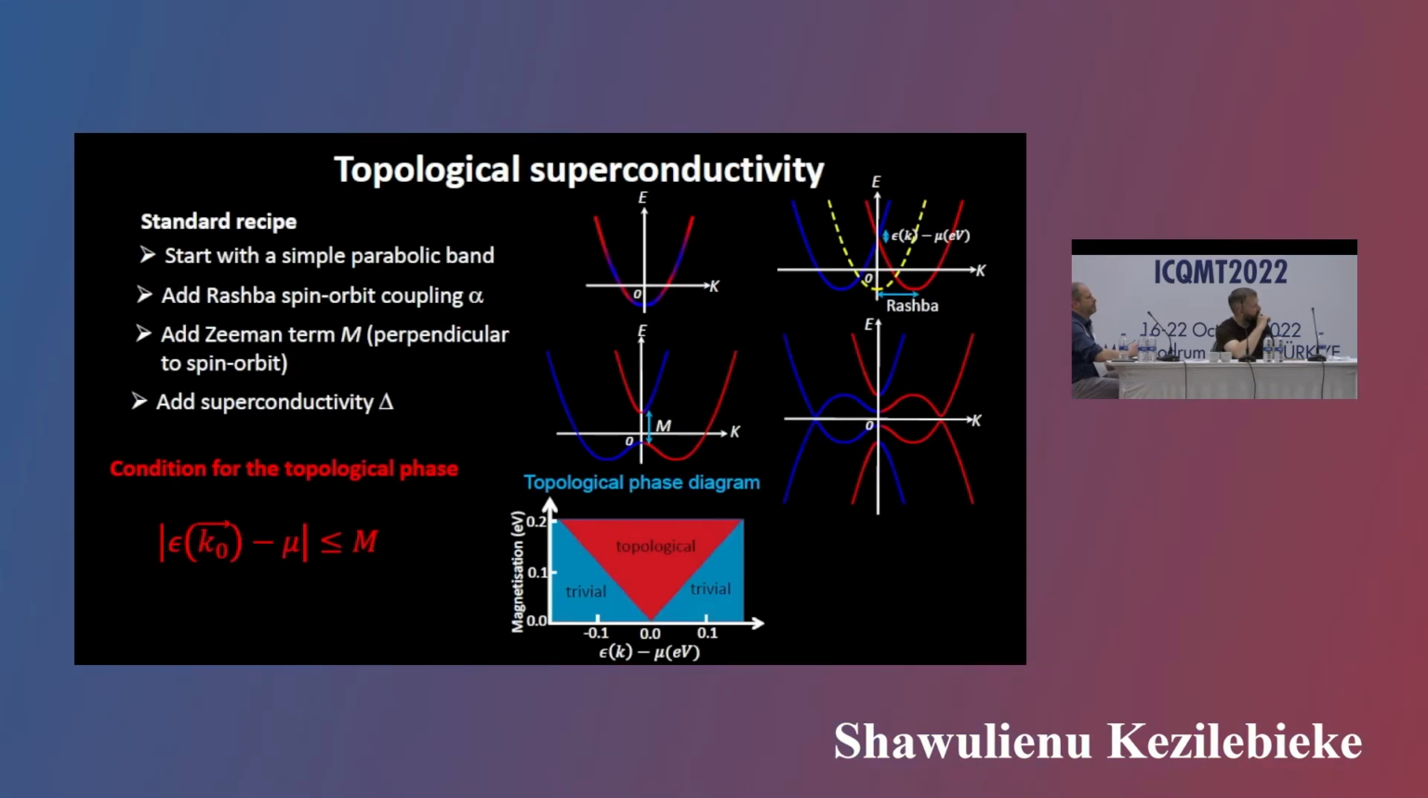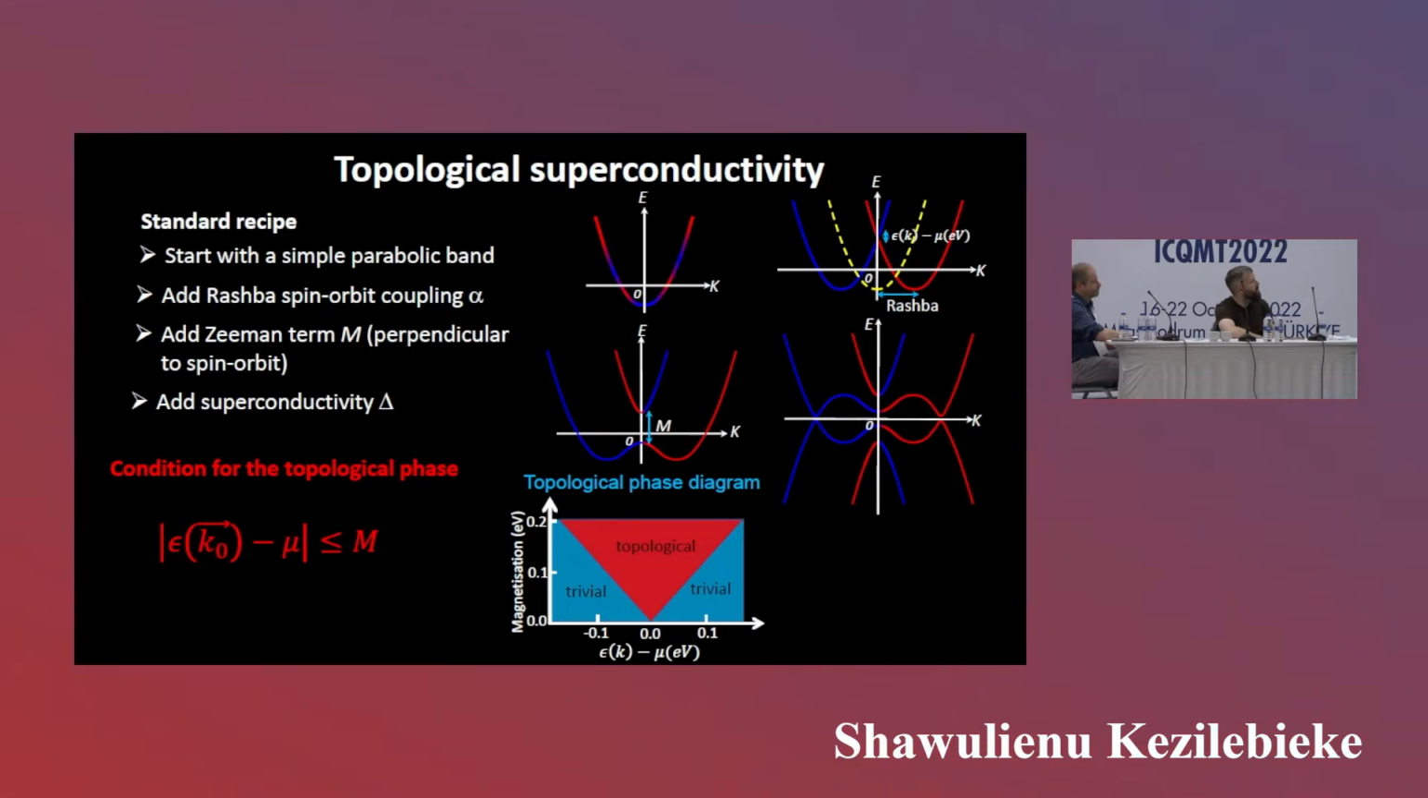Next slide. So there are three main ingredients in topological superconductors. Let's start with a simple parabolic band. If you add Rashba spin-orbit coupling, you basically lift the spin degeneracy, except at the one point where the Rashba goes to zero. Now, if you add a Zeeman term into this system, you lift the rest of the spin degeneracy and open a gap. Now, if you add superconductivity, you basically just get a symmetric band due to the particle-hole symmetry.